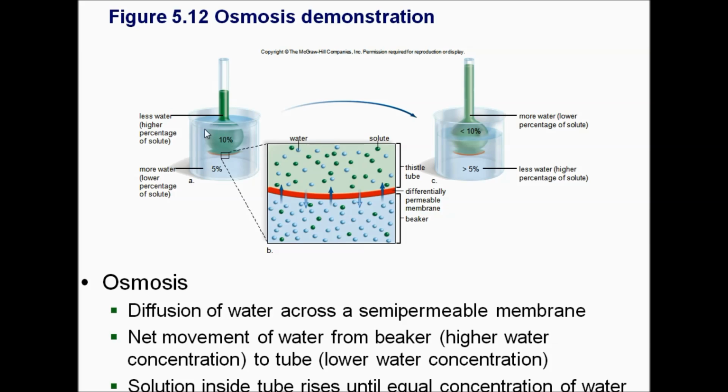But what we have here is a 10% concentration of, let's say, sugar inside this tube, with a semi-permeable membrane across the bottom. And there is only a 5% sugar solution in the beaker. So the sugar content is higher in the tube, the water percentage ratio is lower, and that's the opposite at the bottom. So water is going to move into that tube to try to balance out, so there's the same ratio of water to solute. And so we have this water level going up because water is doing that.